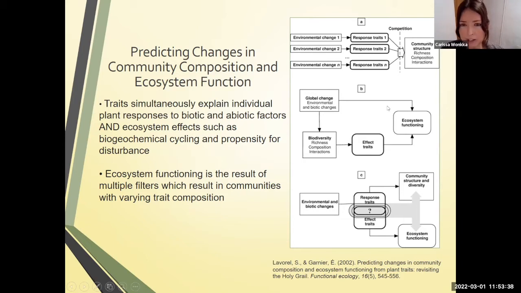And so when we think about community structure in response to global change drivers like drought, we have biodiversity and richness interacting with that global change environment. And that shows how our effect traits come about.